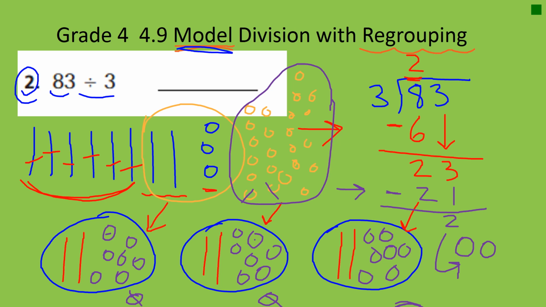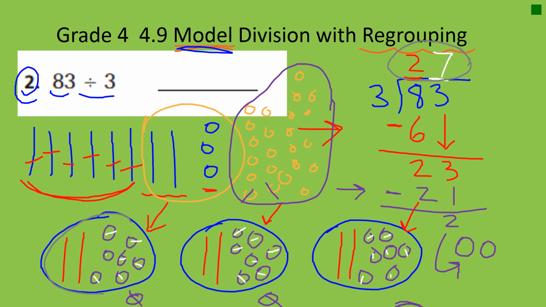All right? And now we have to record up here how many ones did I put in each set. 1, 2, 3, 4, 5, 6, 7. There are 7 ones in each of those sets. Let's just prove it. 1, 2, 3, 4, 5, 6, 7. Yep. Okay. So the quotient is 27.